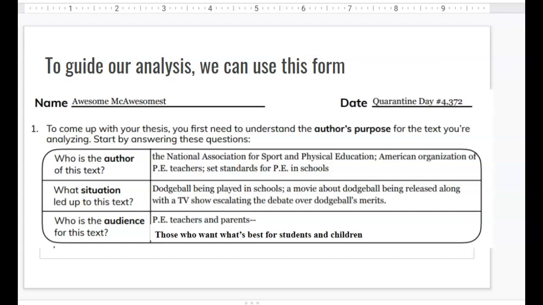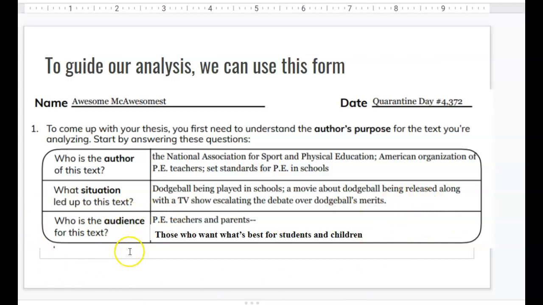I could go back to that position statement and I would find the name of the organization and who they are specifically. So I know it's the National Association for Sport and Physical Education, and they're the organization that's responsible for PE teachers, and they set standards for physical activity in schools. So what caused them to write this position statement? One of the things was that dodgeball was being played in schools. There was also a movie that came out about dodgeball, and also a TV show escalating the debate over dodgeball's merits and whether it would be good for schools.